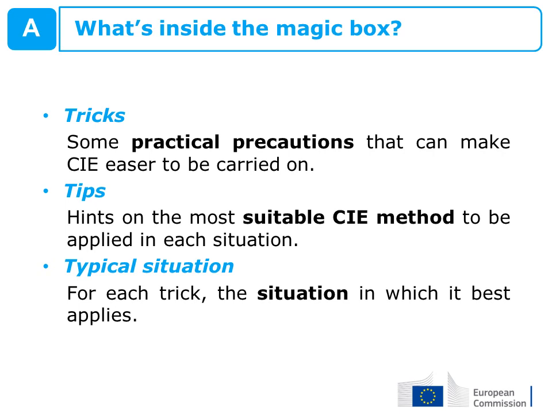These ideas are similar to a magic box. Some little practical precautions can make a big difference in an intervention, making it amenable to CIE. These practical precautions that can work magic are called tricks in what follows. Along the way, the video also gives hints, called tips, to the appropriate CIE method to apply.